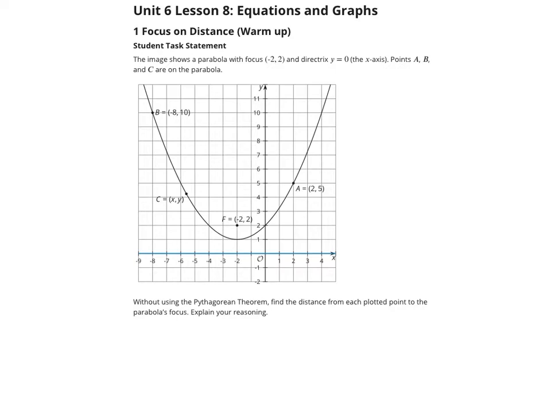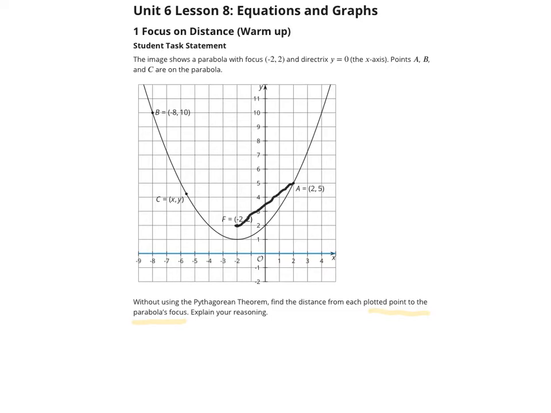Points A, B, and C are on the parabola. Without using the Pythagorean theorem, find the distance from each plotted point to the parabola's focus. In the last lesson, we did that using the Pythagorean theorem. So we're not going to do that this time. So let's do A first. We're trying to find the distance from A to the focus.